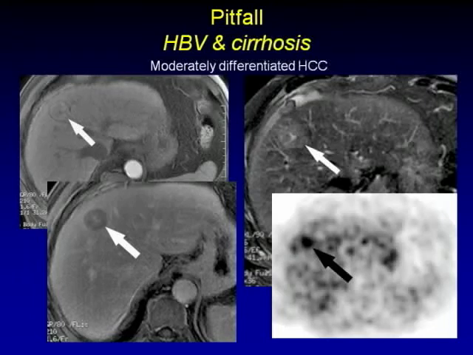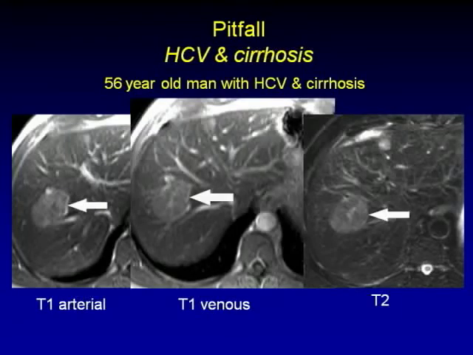Here's another example. Arterial phase enhancement, washes out, central scar, classic for FNH. Classic for FNH on T2, bright scar, but the patient has cirrhosis. And again, this was biopsied and it was found to be moderately differentiated HCC.